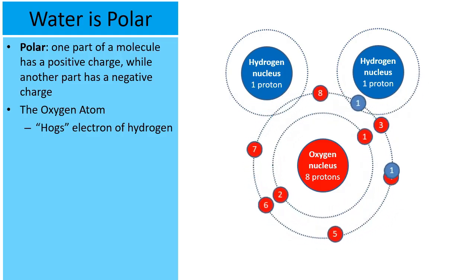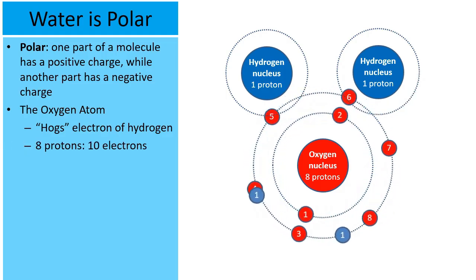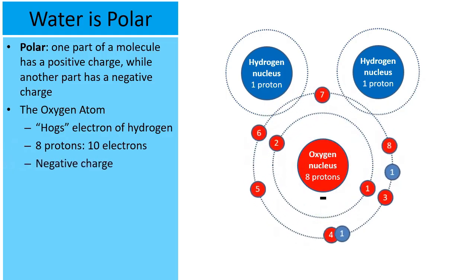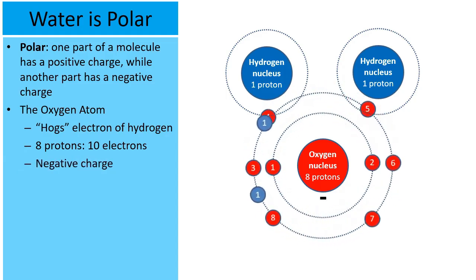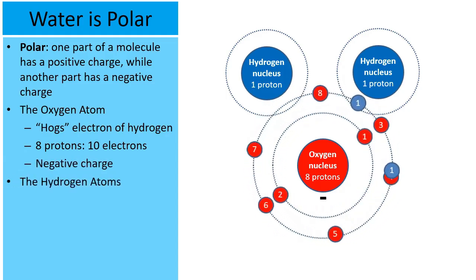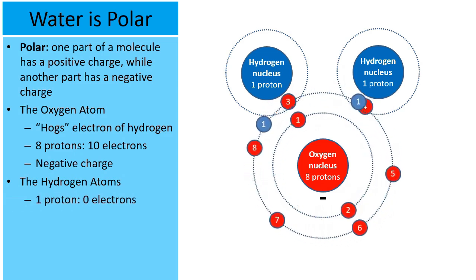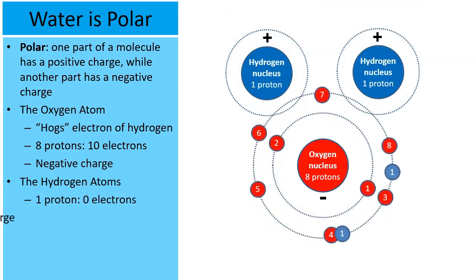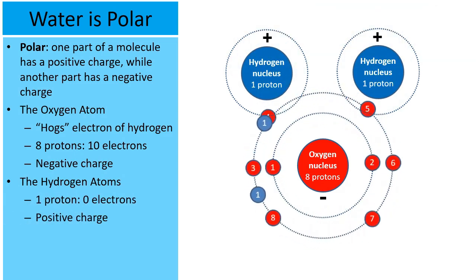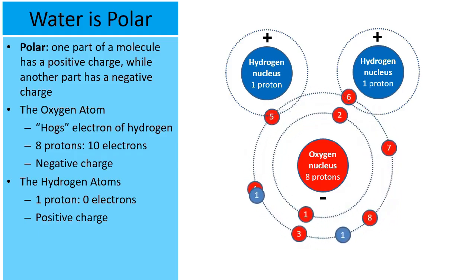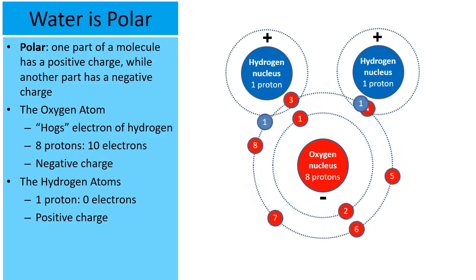And by doing so, this is how oxygen becomes negatively charged. It has 8 protons, but it has 10 electrons, giving it a negative charge. And this is how the blue hydrogen atoms become positively charged. The blue hydrogens still have their 1 proton, but they don't have any electrons, making them positive. And you can see we've fulfilled the definition of what it means to be polar: 1 part positive, 1 part negative.